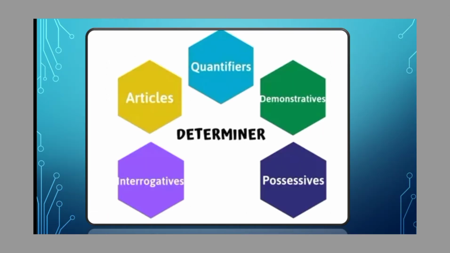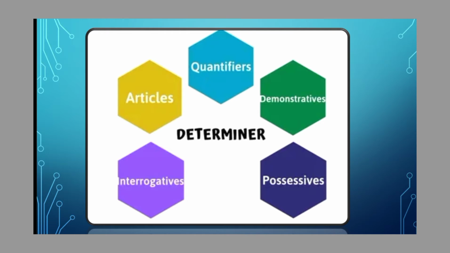So those types are interrogatives, articles, quantifiers, demonstratives, and possessives. So these are all the 5 things which play a vital role in identifying a noun phrase. So these are all called determiners. Can you read the types?